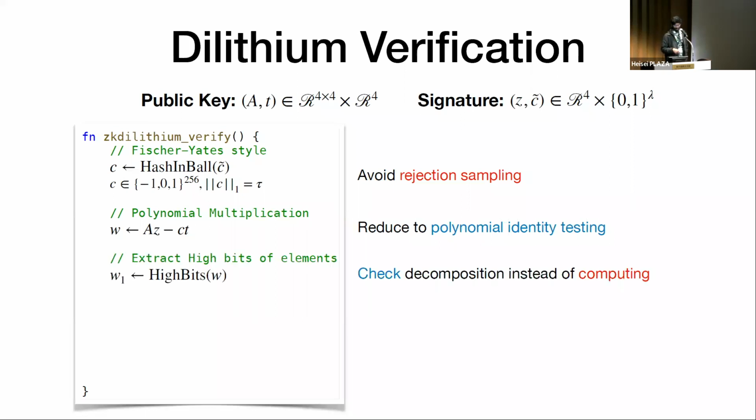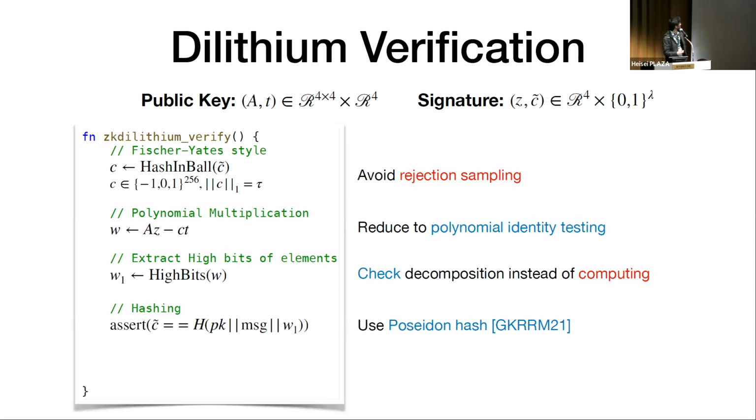Then you extract the high bits of this W that you've computed. Again, same strategy: instead of actually computing, you just check that the decomposition was carried out correctly. And finally, there's the hashing. We use the Poseidon hash here, again because it's ZKP friendly. You hash the public key, the message, and these high bits that you extracted, and you check that it's equal to the C tilde that appears in the signature. Finally, there's a bunch of range proofs and so on that you also need to do, standard strategies used in zero-knowledge proofs.